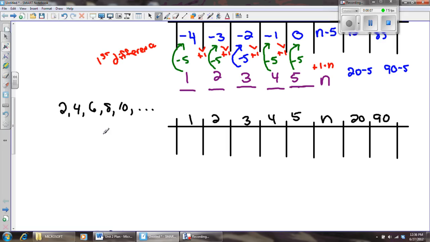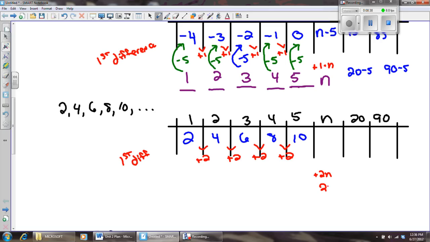First thing I'll do, the first term is 2, the second term is 4, the third term is 6, the fourth term is 8, and the fifth term is 10. Again, I go looking for the first difference. Okay, it looks like I got +2, +2, +2, +2. That means that I'm going to have a +2n, or better yet, just 2n.